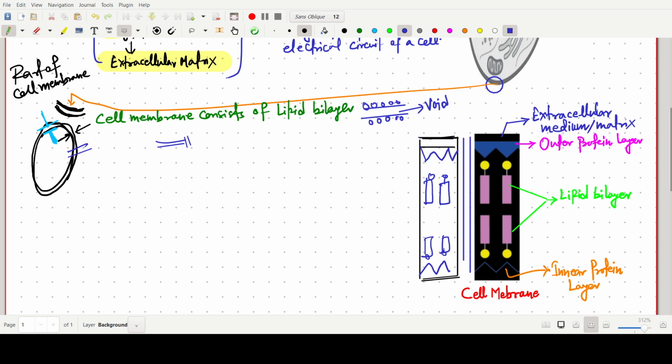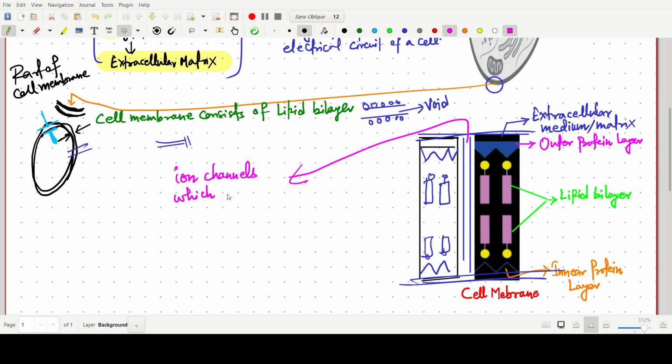So if this one is our cell membrane, in between it is found that there is some gap. Through that gap there are some ion channels. We can say this is considered as ion channels, which allow charges to flow through the membrane. Through this, some Na plus, K plus, Cl minus charge will flow.